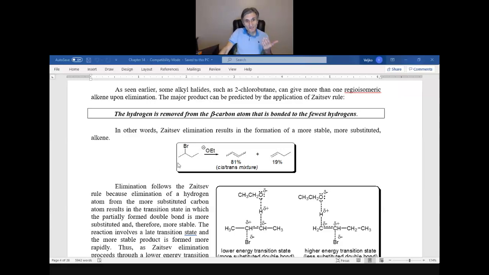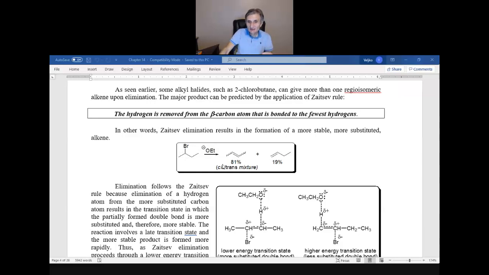Okay, so let me go back. We have carbon-bromine bond, that's alpha carbon. And then there is CH2 group as a beta carbon and CH3 group as beta carbon. So hydrogen is preferentially eliminated from carbon that is bonded to fewest hydrogens. That's CH2. So 2-butene is preferentially going to be formed. 1-butene will be minor product.